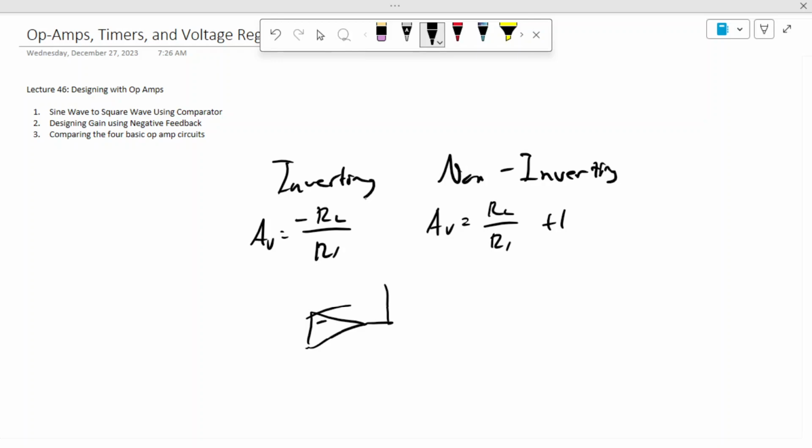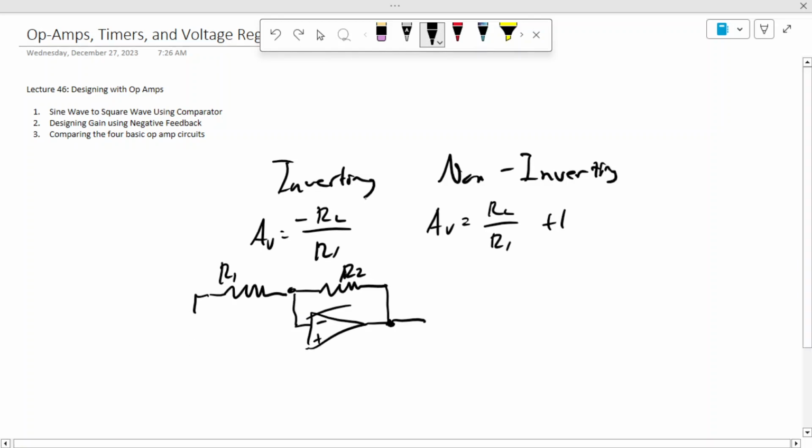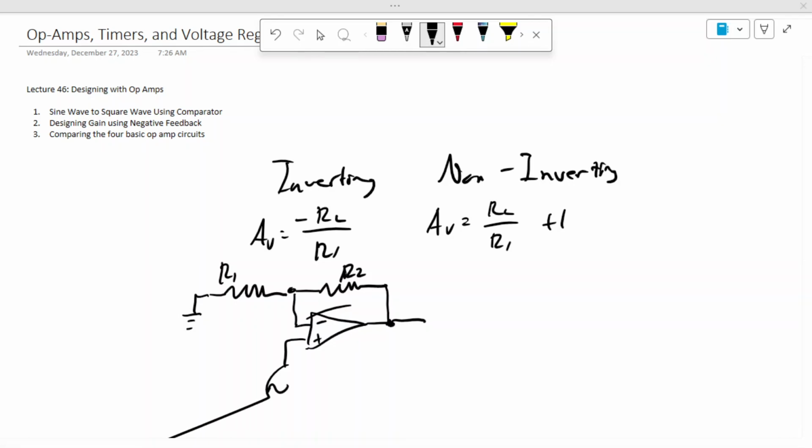And the basic setup is, if this is my minus and my positive, for both of these we have our two resistors. R2 is always going to be this one, the one coming off of the output and feeding back into the inverting input. R1 is always going to be this one. The difference is, does R1 connect to a voltage, or is it connected to ground, and is this connected to the voltage?